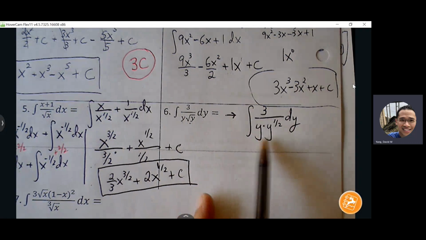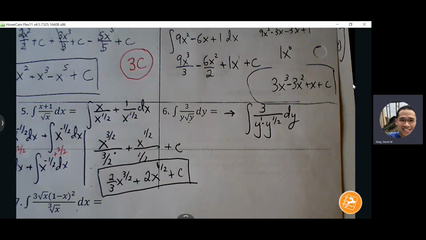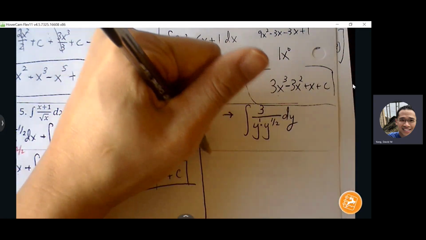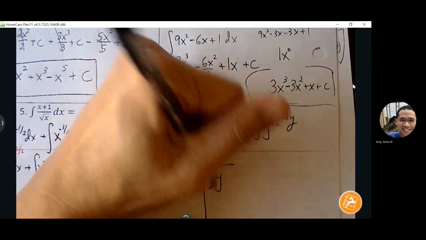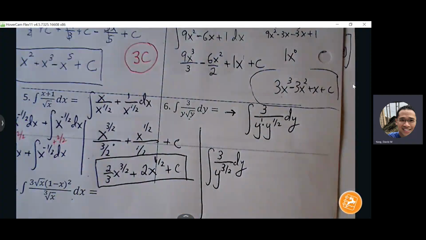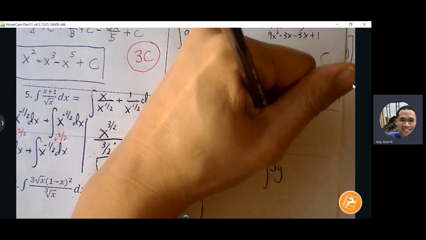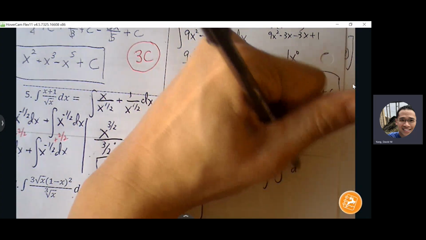Okay, we have to merge these together, right? So I have to add these exponents. So 1 plus 1/2 gives me what? 3/2. So the y's have to combine. And it's still a little out of place. We're going to push that y up to the top. So that y needs to be what? 3y to the negative 3/2 dy.